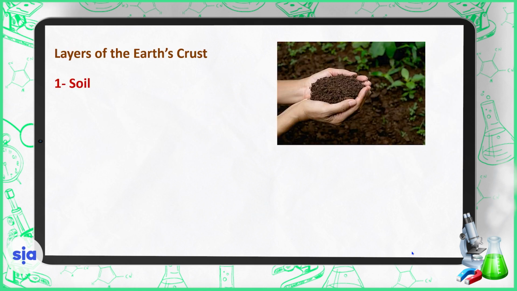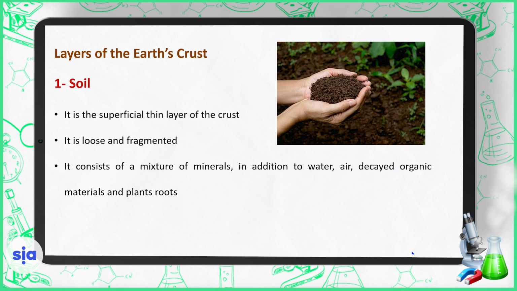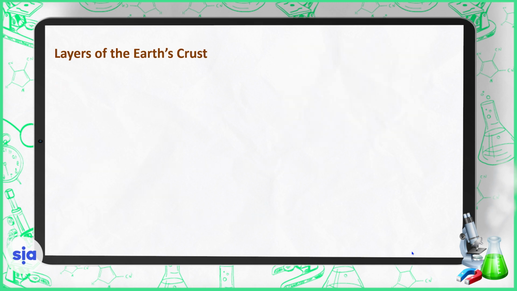Let's discuss the first layer of the earth crust, which is the soil. It is the superficial thin layer of the crust. It is loose and fragmented. It consists of a mixture of minerals in addition to water, air, decayed organic materials, and plants' roots. It allows the extension and growth of plants' roots downward.